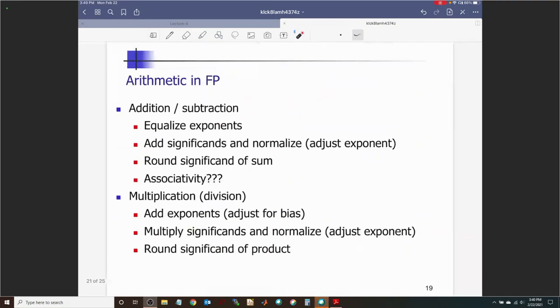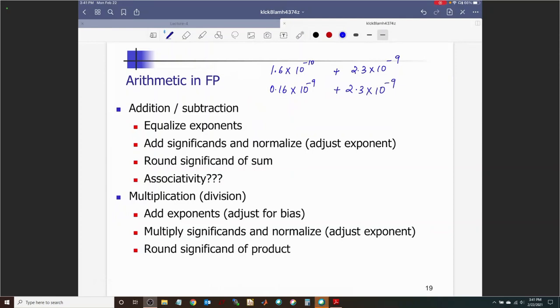How do you deal with arithmetic in floating point numbers? Well, for addition and subtraction, the first thing that you need to do is equalize exponents. So let's suppose you have an example where you have 1.6 multiplied by 10 raised to 10, and you're trying to add that to 2.3 times 10 to the negative 9. The first thing that you would do is equalize exponents. So you can adjust this number to that or that number to this. Let's just say that we are adjusting the first number.